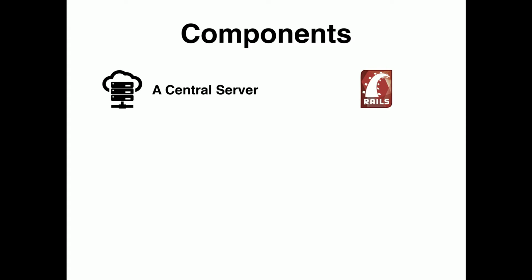The system we built consists of four main components. The first and the most important one is the central server. This server is made using Ruby on Rails API. We call it central because it implements the core logic of the application. So basically it sits in the middle and serves the requests of other components.